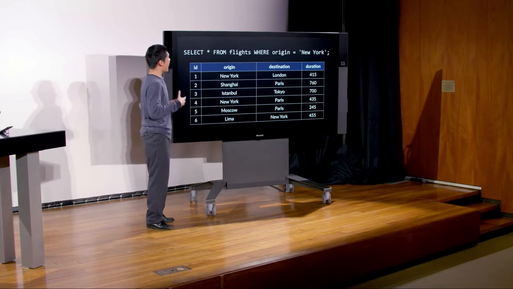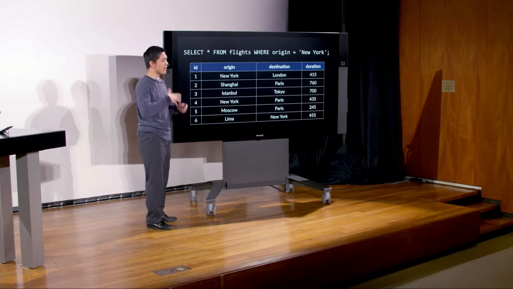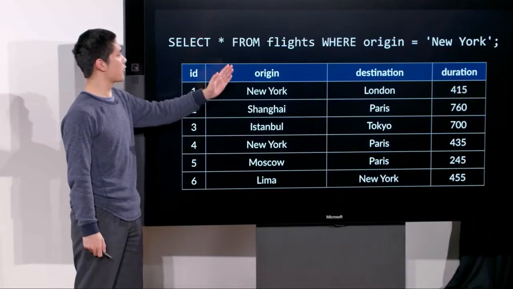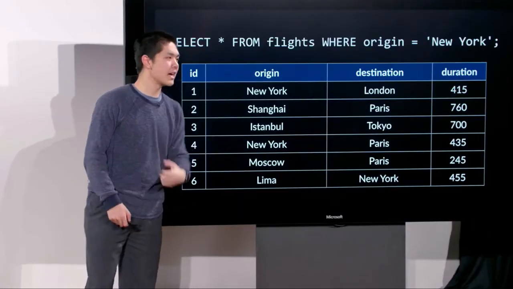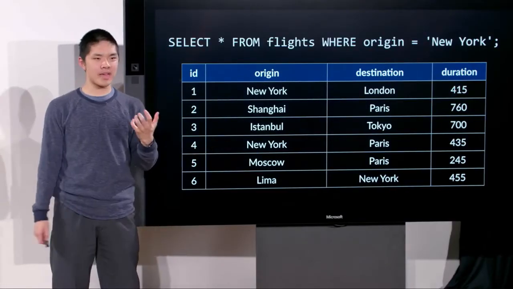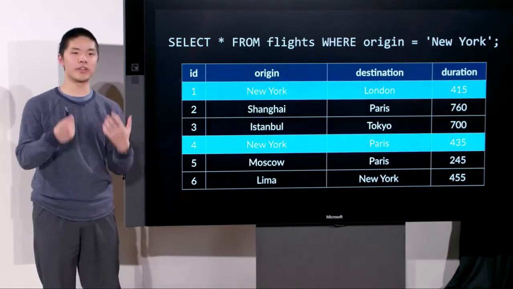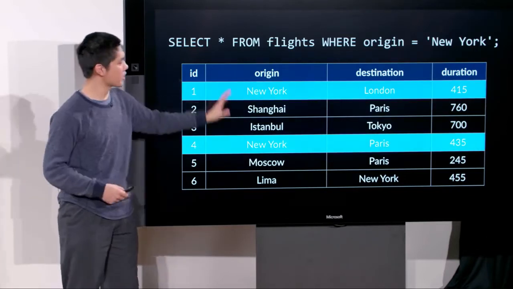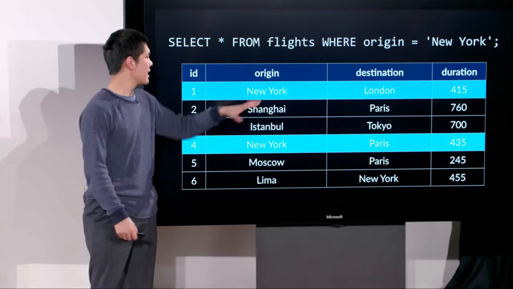That where clause doesn't have to be just a number. It could be of any type as well. So I could say select star from flights where origin equals New York. And that's going to go through the database, find me any flight that's flying out of New York, and only hand me back that information. So I ignore all the other flights that aren't coming from New York, and I'm only getting these 2.